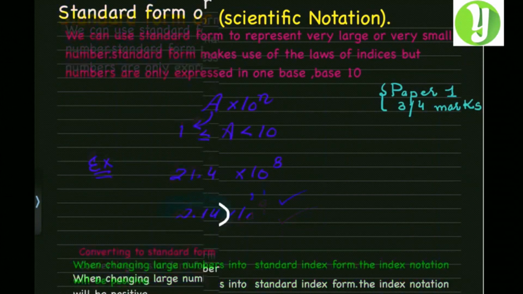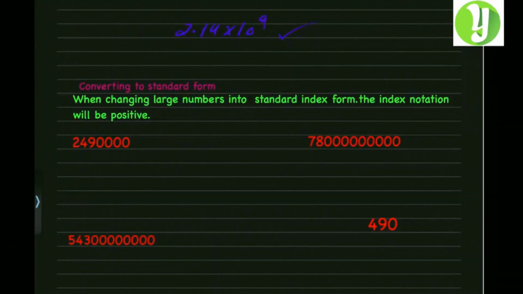Now, how do we convert a positive, large number into standard form? We change a large number into standard form by the index method, the power method. In that form, for a large number the index will be positive. That's important: for a large number we use a positive power, for a small number we use a negative power.